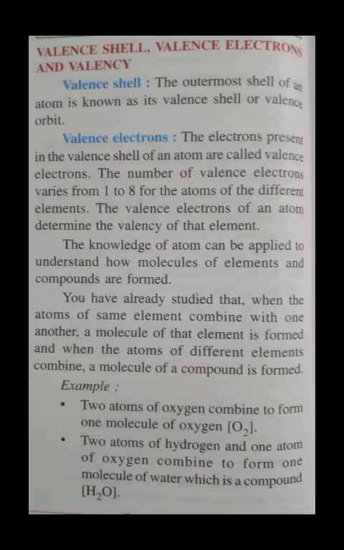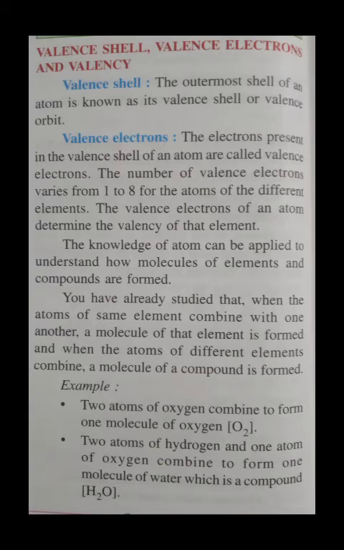atoms combine with each other to form molecules. If the atoms in a molecule are identical, it is an element, and if the atoms are different, it is a compound. The tendency of an element to combine with another atom to form a molecule depends on the number of electrons in its outermost shell. Right? So this will help us.